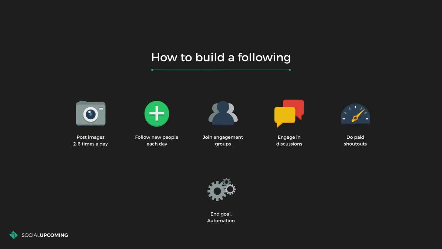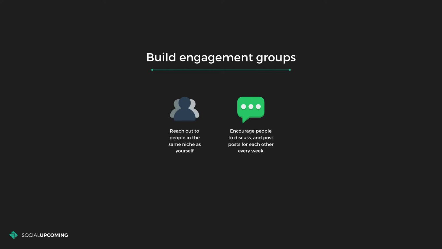But the end goal is basically automation, automating posting and automating following and the actions that you take. So all you have to do is engage in engagement groups and do paid shoutouts with other people. So how do you build engagement groups? It is fairly simple. You basically reach out to people in the same niche as yourself and ask them if they want to join an engagement group, and then you say what the group should be about and how it can benefit them.